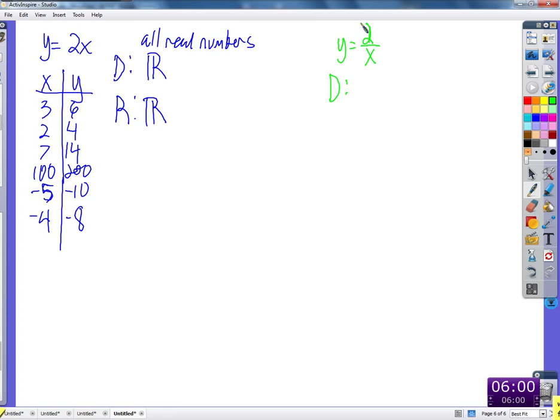So we're whittling this down. Domain is the set of all the inputs. Inputs go in for X. What's X doing in this relation? It's dividing 2. Okay. So to ask what the domain is, to ask, what can I divide 2 by? What numbers can I divide 2 by?